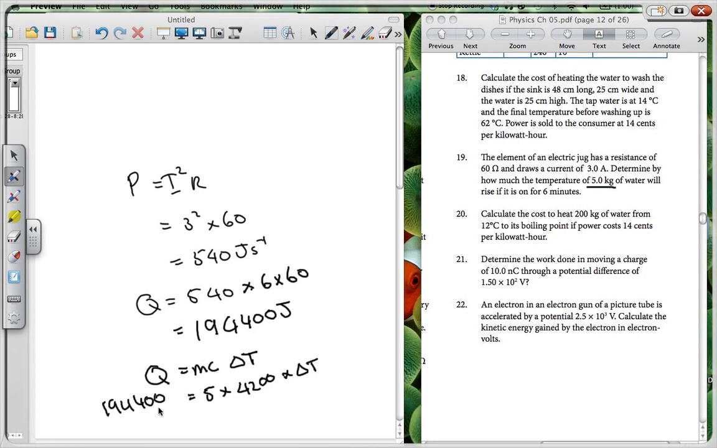So obviously I'm going to need to divide that by 5 times 4,200, and I'll get my change in temperature. So divide by bracket 5 times 4,200, close bracket, and I get my change in temperature is 9.3 degrees Celsius or Kelvin, either way.